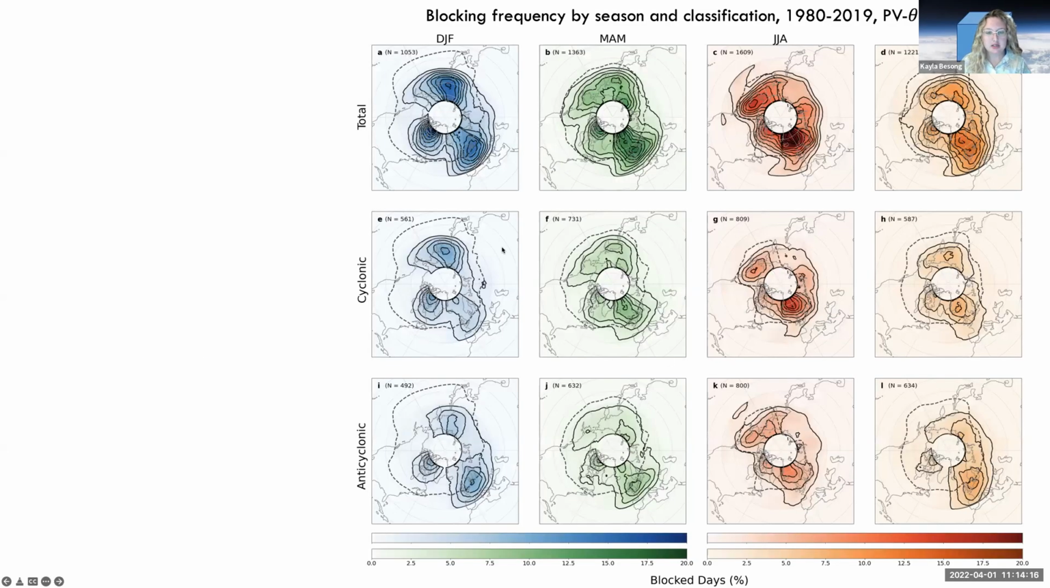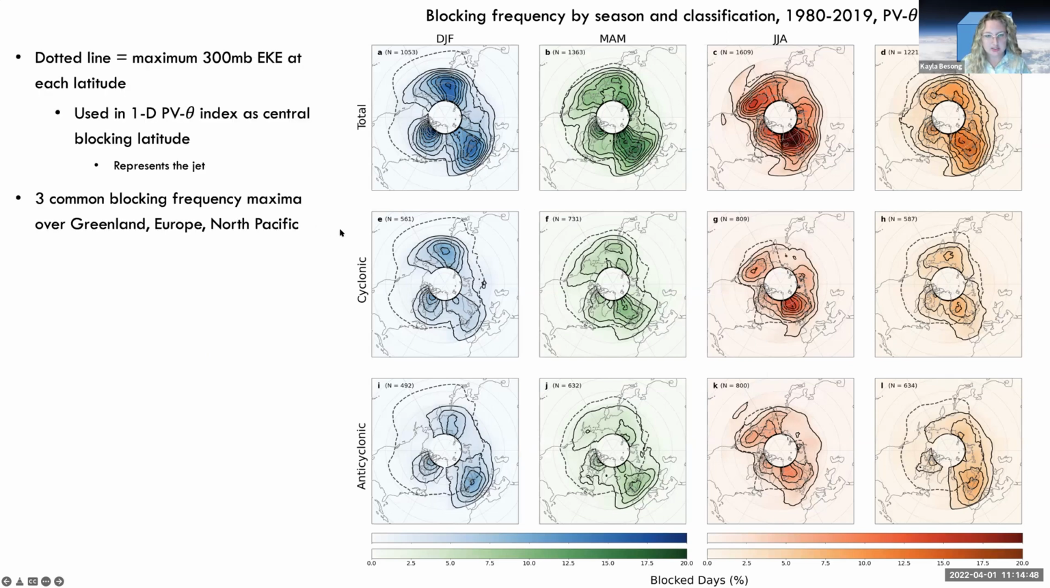Okay, so here is the blocking frequency by the PV theta index, right? So this is that PV theta index. What we're looking at here is the Northern Hemisphere, and we have the North Pole, and here's Florida, right? So we're looking top down, and we are looking at the total blocking frequency by season in each column and by classification in each row. Also featured is this dotted line, which is the seasonal climatological maximum 300 millibar eddy kinetic energy at each latitude, but essentially that just represents the jet stream here. Also featured is N, which is the total number of blocking events in each panel, right?